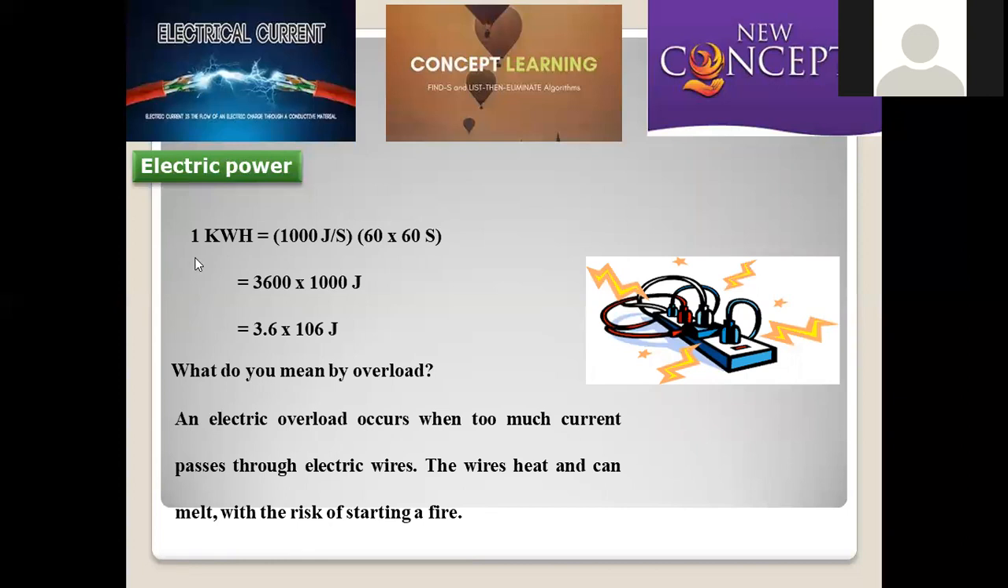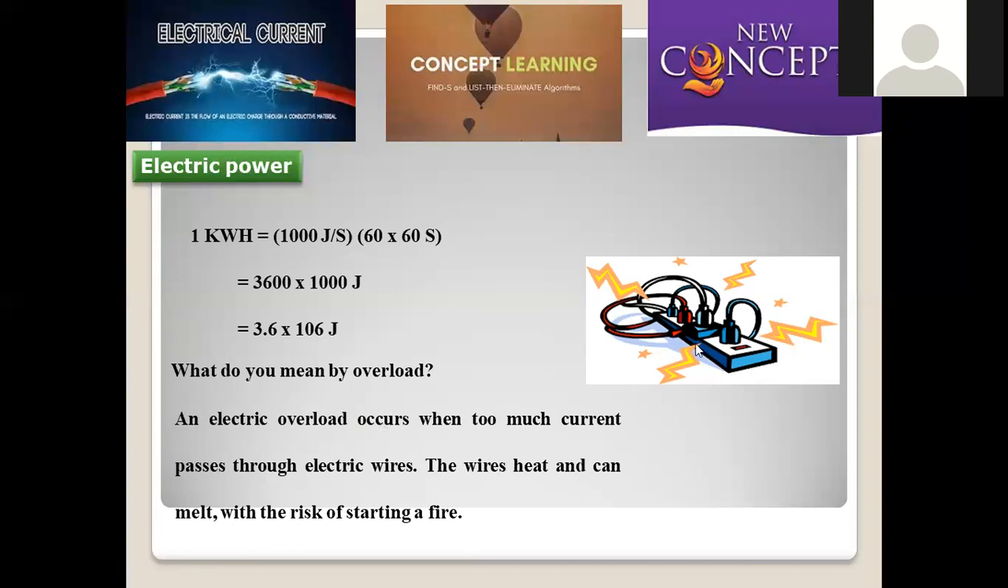Just now we discussed that 1 kilowatt is equal to 1000 joules per second, and 1 hour may be taken as 60 into 60 seconds. So it will become 3600 into 1000 joules. That will be 3.6 into 10^6 joules.